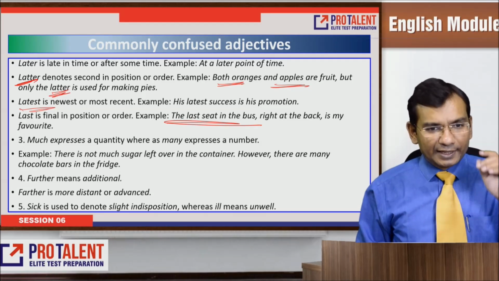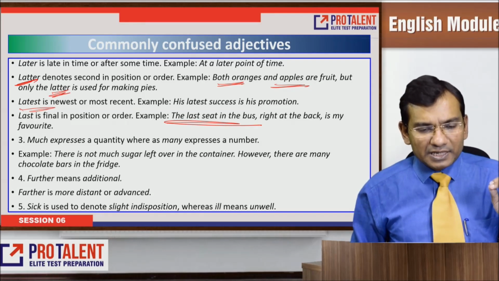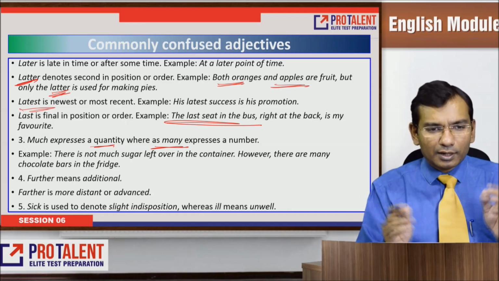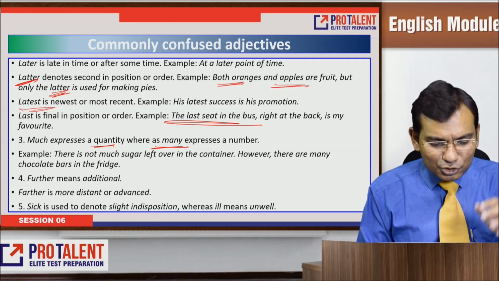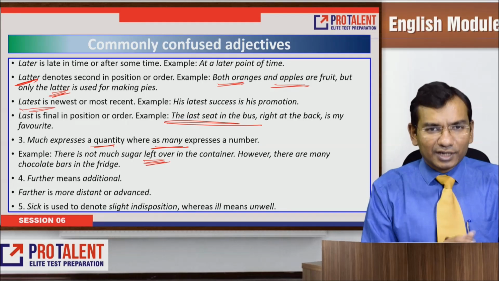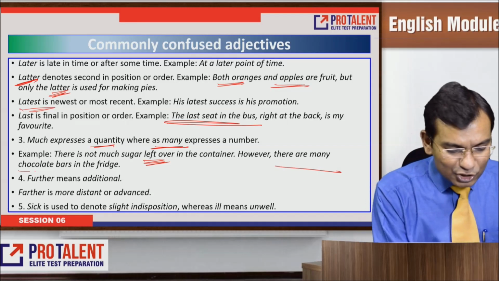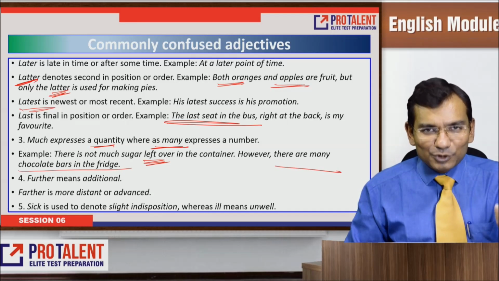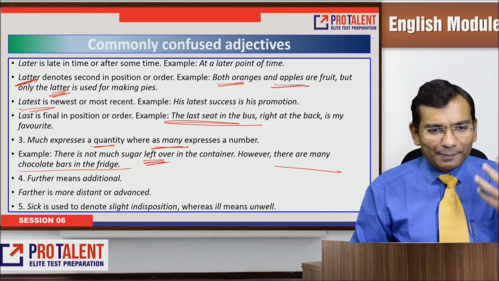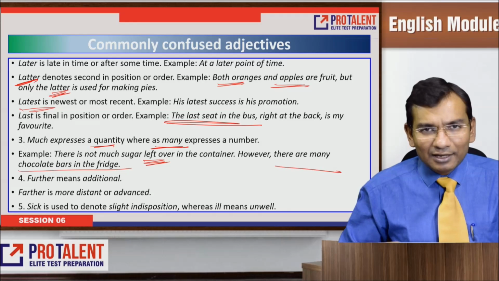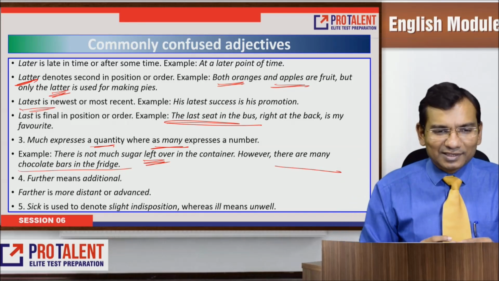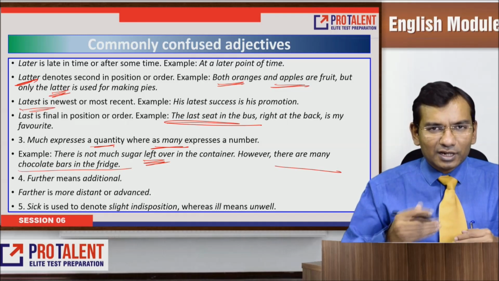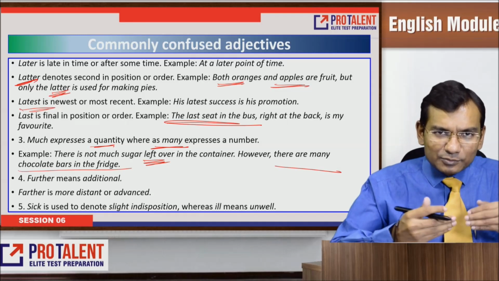ऐसा. Okay, number 3. Much expresses a quantity where many expresses number. Okay, there is not much sugar left over in the container. However, there are many chocolate bars in the fridge. Chocolate bars can be counted, sugar will be uncounted. वहां पे आप क्वांटिटी के बारे में बात कर सकते हैं और चॉकलेट बार में नंबर के बारे में बात कर सकते हैं. Number 4 आता है further and farther. Further is additional, farther in terms of distance.